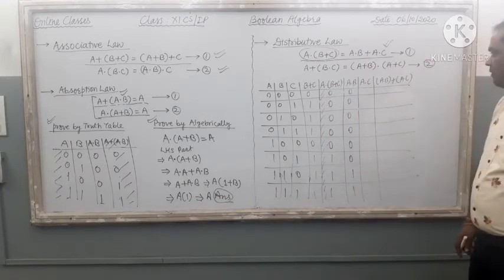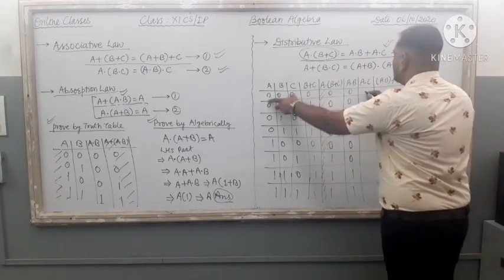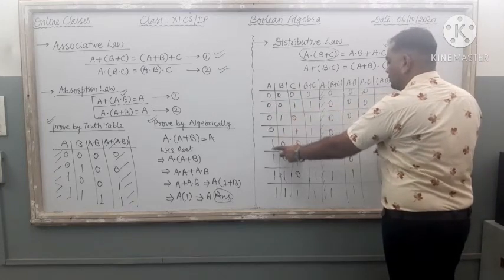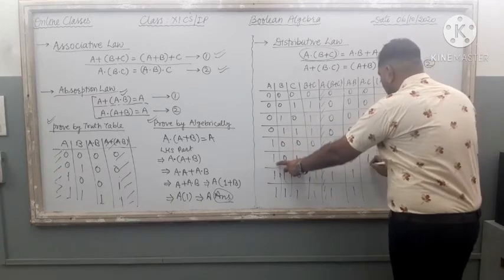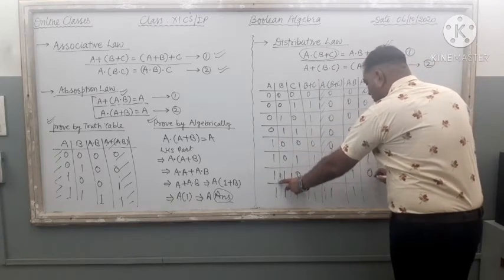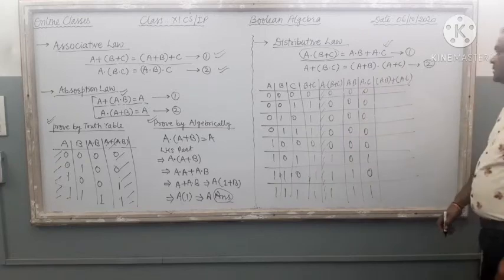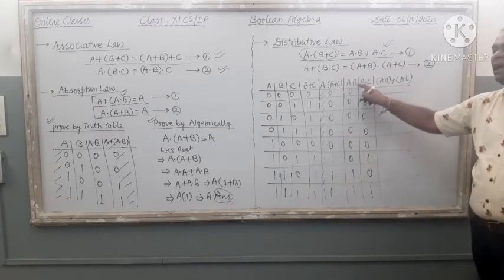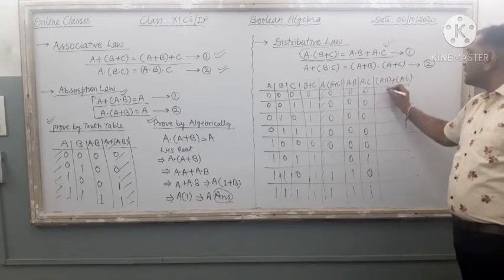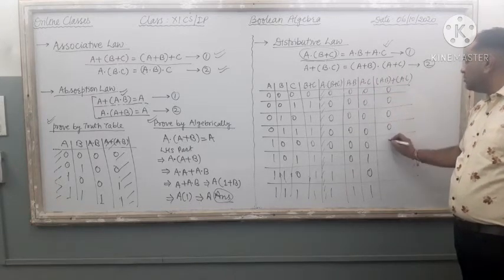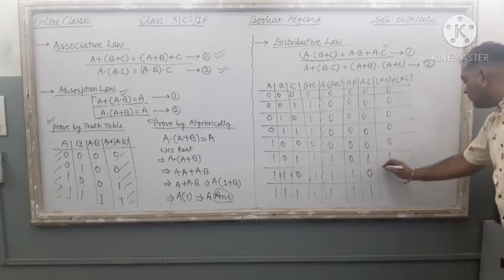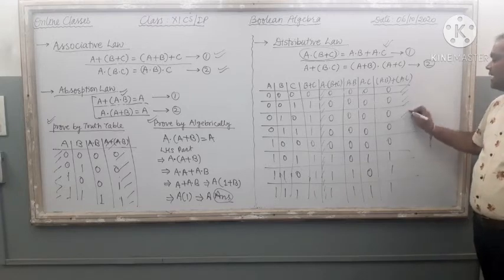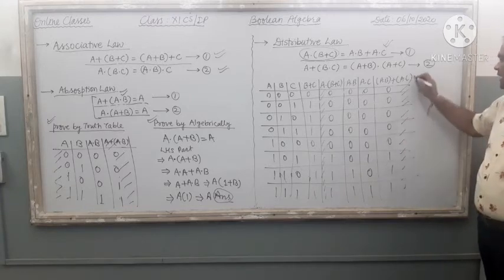Now A dot C: 0, 0, then 0, then 0, 0. Here it is 1, here it is 0 and here it is 1. Now A dot B plus A dot C means you are going to add these two columns. 0 plus 0, 0, then 0, 0, 0, 0, 1 plus 0, it is 1, 1 plus 0, 1, 1. Clear? This is the right hand side portion of the equation.